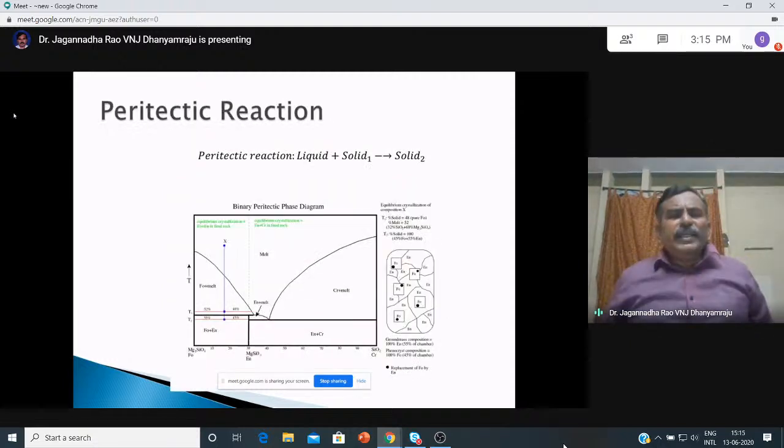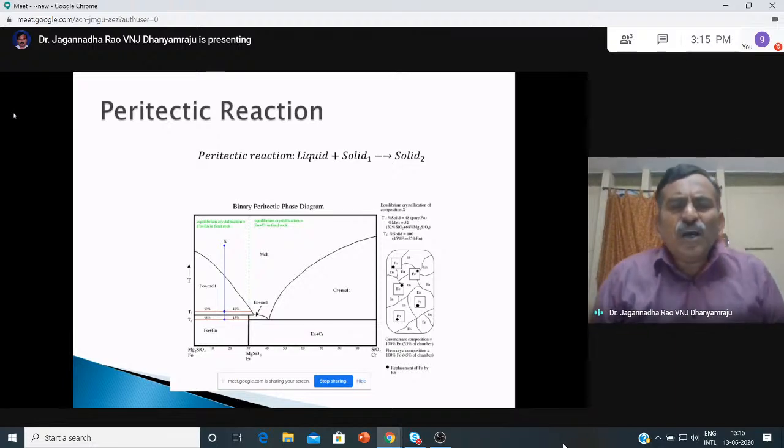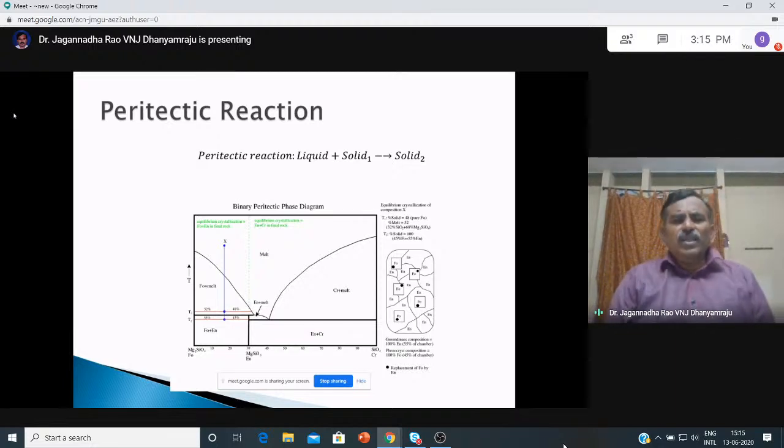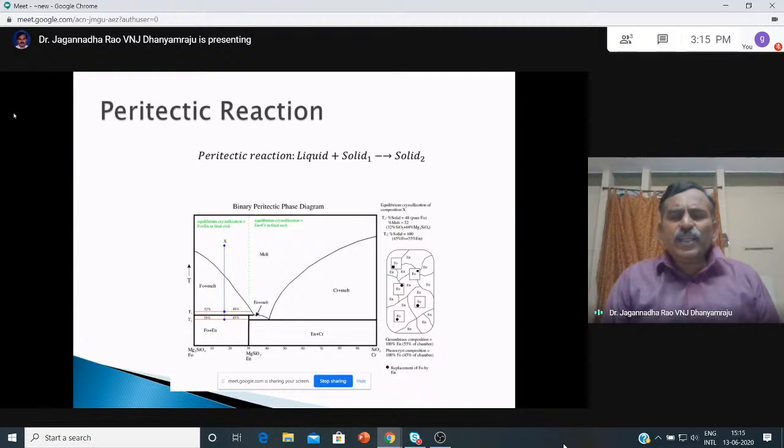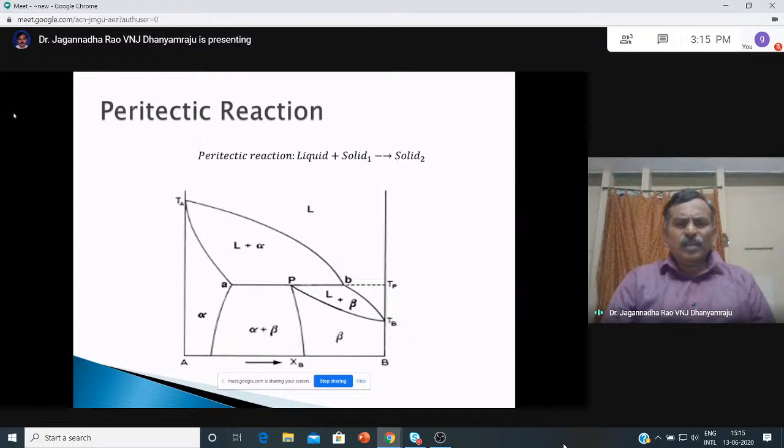So now peritectic reaction. Peritectic reaction is just opposite to that of eutectic reaction, and here a liquid and a solid combine to form a new liquid. Right, here a liquid and a solid combine to form a new solid. Right, so that is a peritectic reaction.